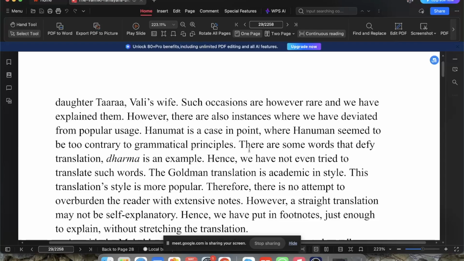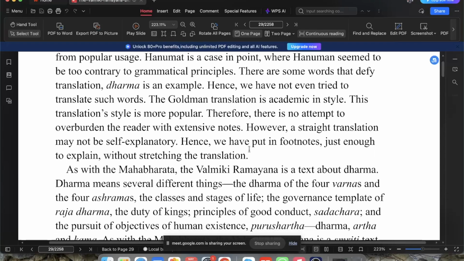The Goldman translation is academic in style. This translation style is more popular. Therefore, there is no attempt to overburden the reader with extensive notes. However, a straight translation may not be self explanatory. Hence, we have put in footnotes, just enough to explain without stretching the translation.